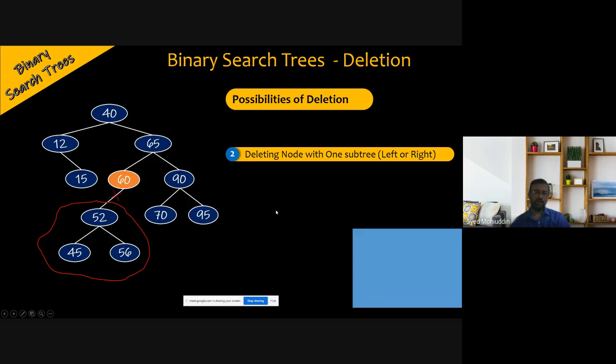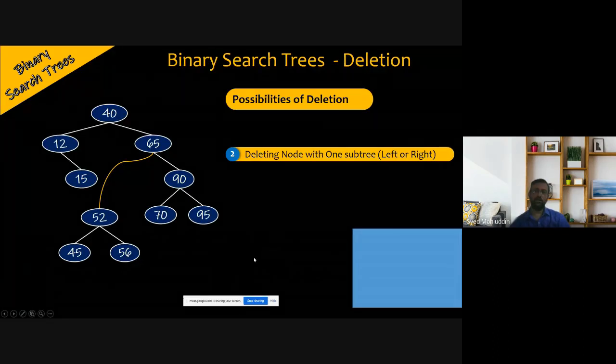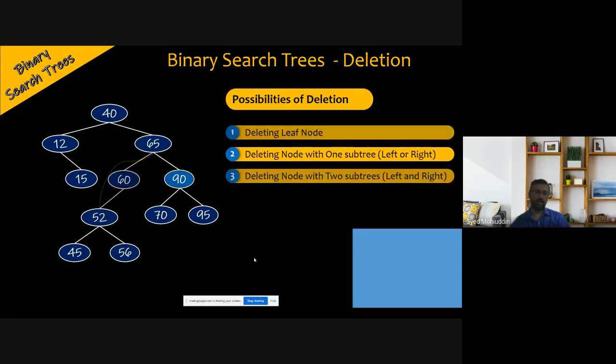So we first remove the node, then we make the left child of node 65 as node 52, and the entire tree structure remains the same. The rest of the entire tree structure remains the same. So this is how we delete nodes with one subtree, left or right.